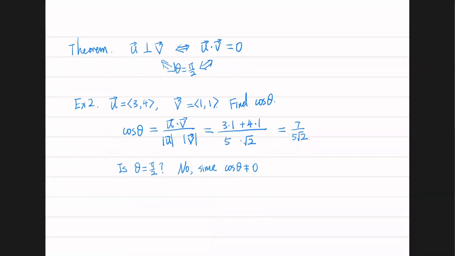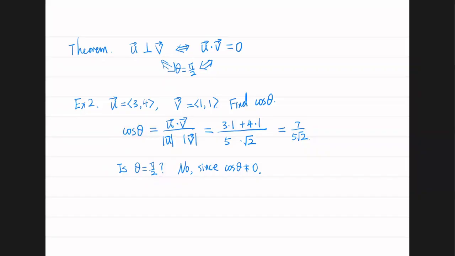Okay, now what can we say about this angle? We know it's not a right angle. Is it obtuse or acute? Wait, teacher, what do you mean by cosine theta is not 0? Since cosine theta is not 0, theta can't be pi over 2, which is 90 degrees. We know it's not a right angle. What can we say about this angle?